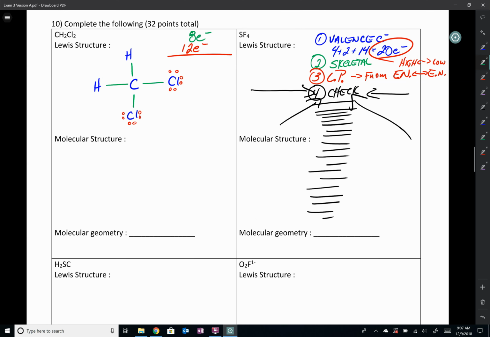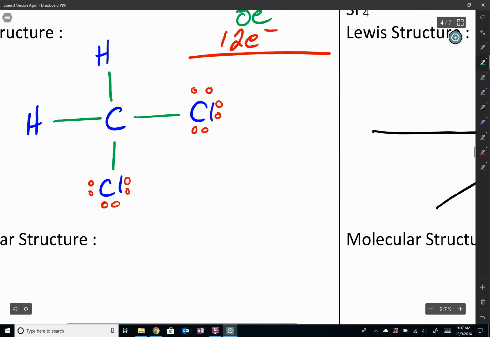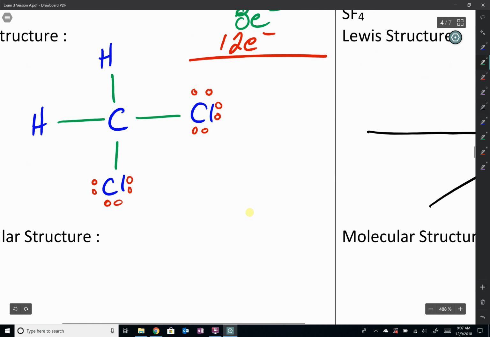The next most important step is to do our formal charges check. There's a formula you can use for it, but I tend to use the magic science circle, as I call it. In the magic science circle, you cover the atom and cut through the bond. So you have 1 electron coming from the bond, 2, 3, 4, 5, 6, 7. You have 7 electrons in the circle.